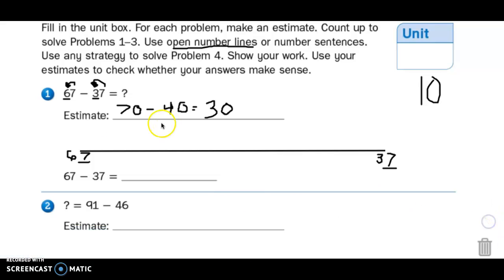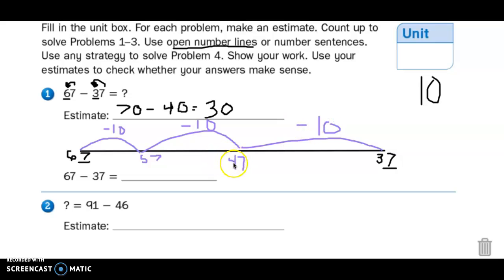67 take away 10. What is 67 take away 10? Here's my hop. Minus 10. 57. All right. 57 take away 10. Well, 1 less 10 is 47. My hops aren't very even, though we're taking away 10 from each of them. We'll try to make them as even as possible. But if I take 1 away from that 10 spot, it becomes a 3. What's my answer? I took away 10, 20, 30. 30 is my difference. Boom, boom, boom.